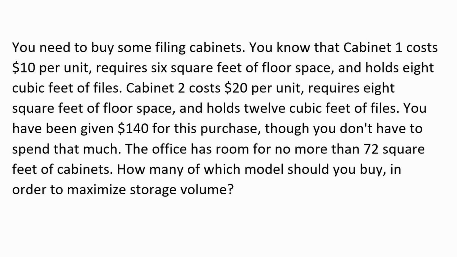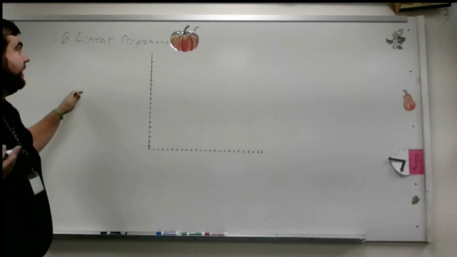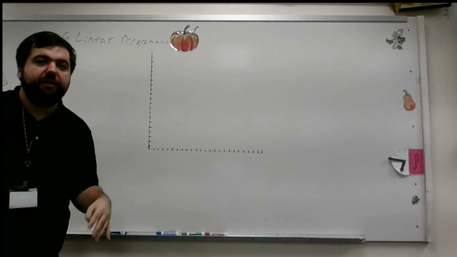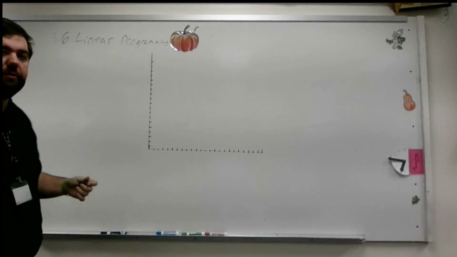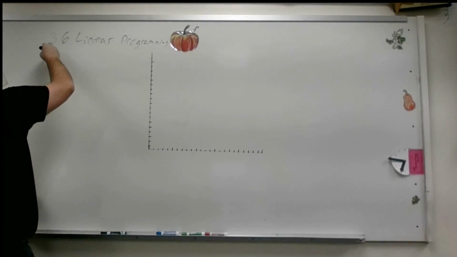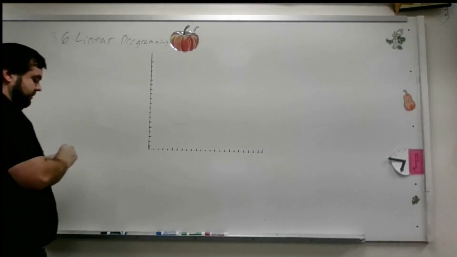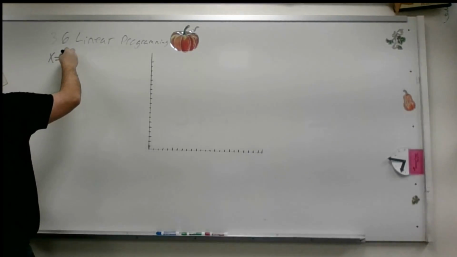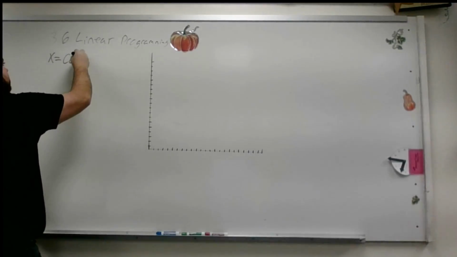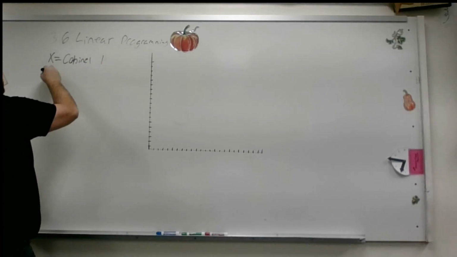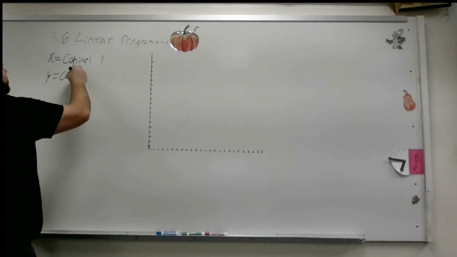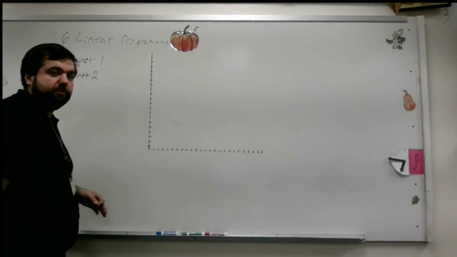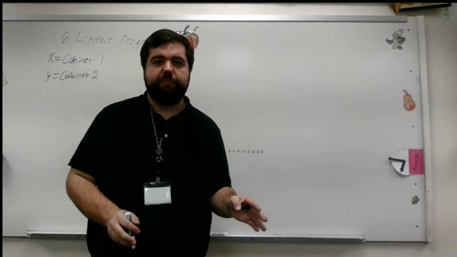All right, so now we have to set up our system, right? First things first, it's a word problem. What do we do with word problems? We define our variables. X is going to be equal to cabinet 1. Y is equal to cabinet 2. Okay, so we have that set up.